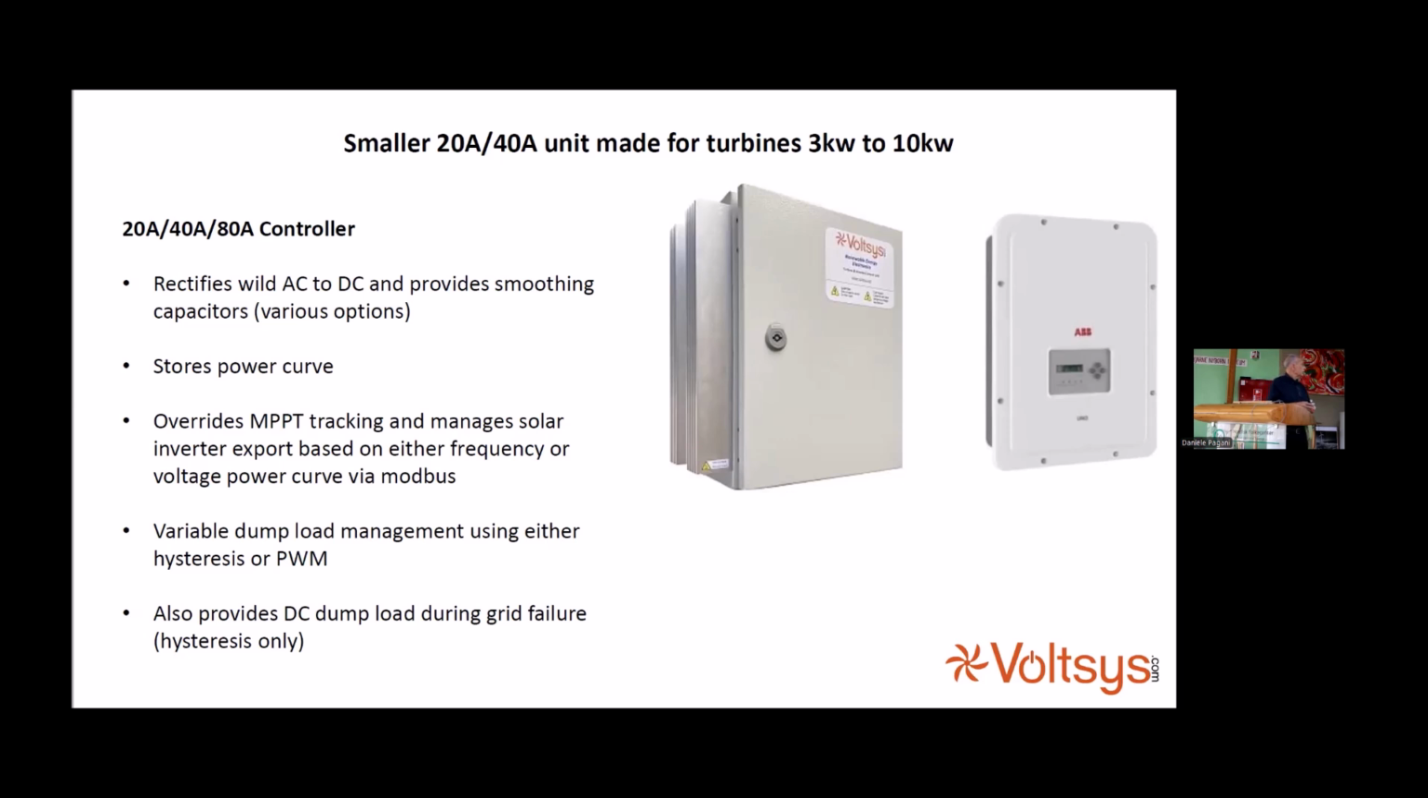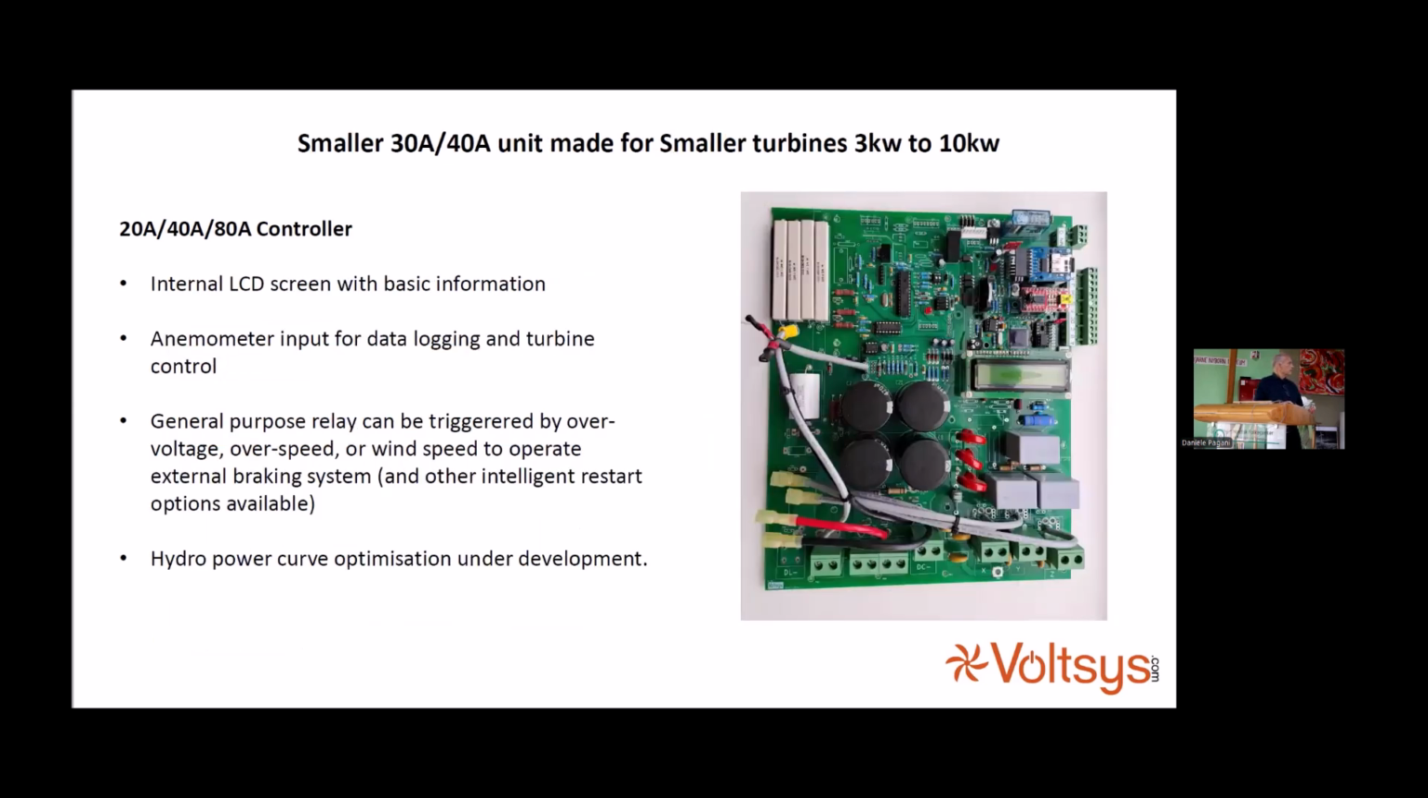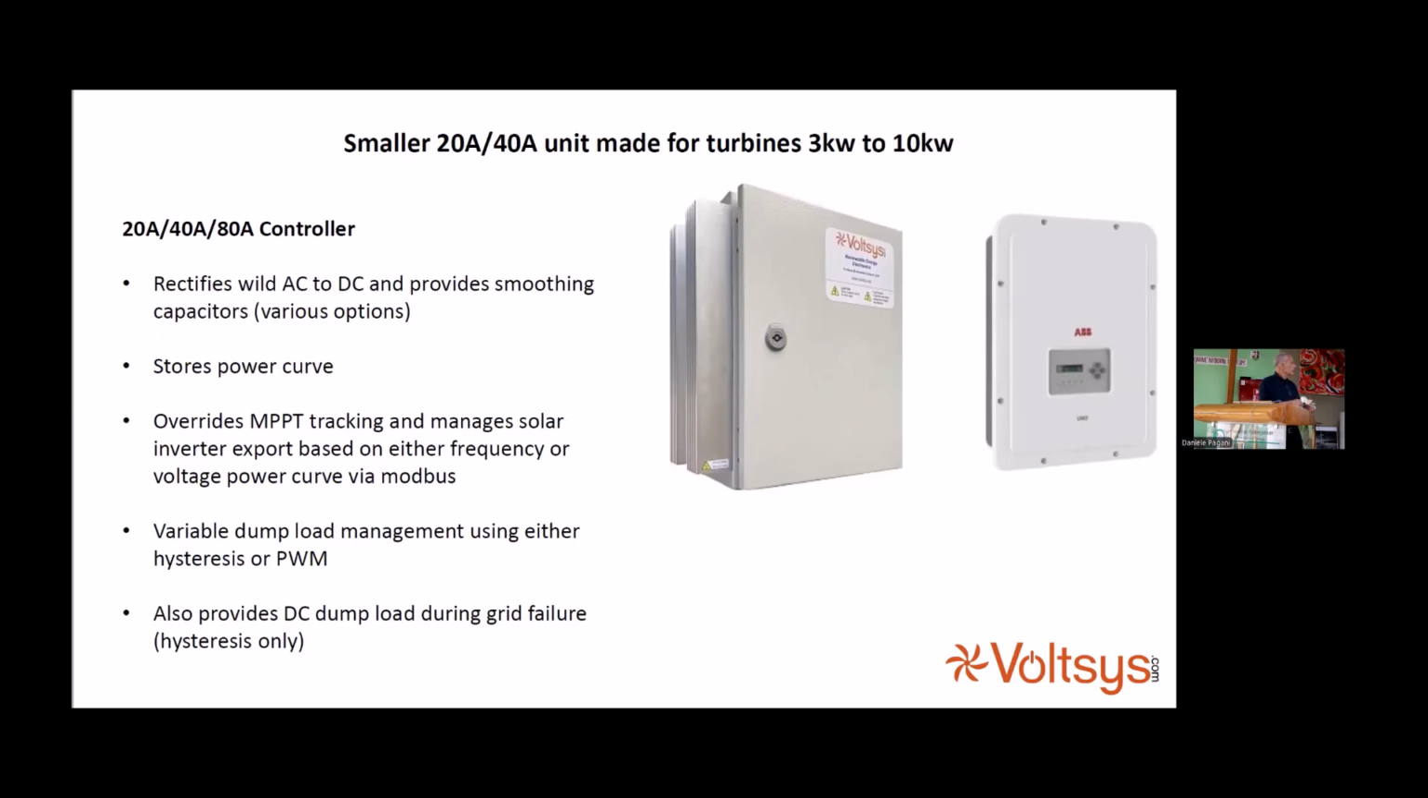And we've now got a variable dump load, which is pulse width modulated. And we can provide a DC dump load during grid failure, but we can't pulse width modulate it because we don't have power to drive the microprocessor and the drivers. And this is all based on a small printed circuit board, which is standard to all of our units. But anyway, this board goes into a box with, as you see, a heatsink on the side of it. And onto the heatsink, we mount a bridge rectifier and the IGBT.